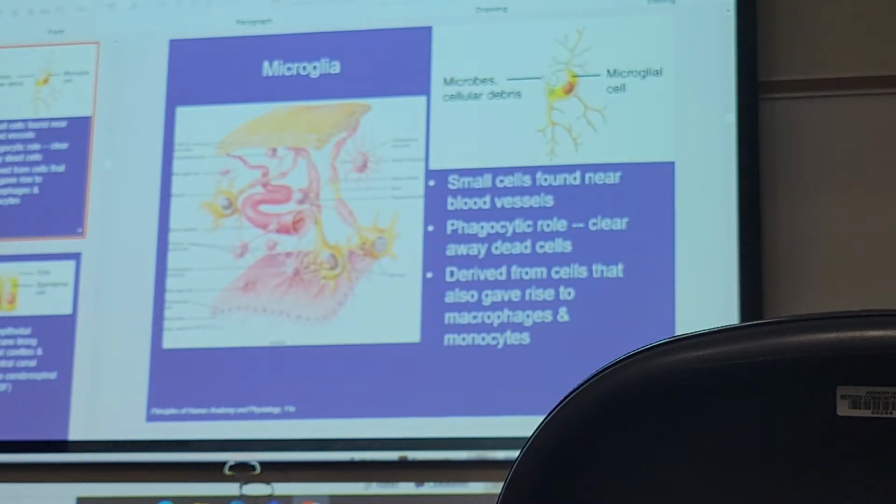Microglia, they're small, right? Micro, small. Microglia are found near the blood vessels. They have a phagocytic role. So in other words, if they get something that doesn't look right, they phagocytize it to try to eliminate it. Anybody drink a lot?